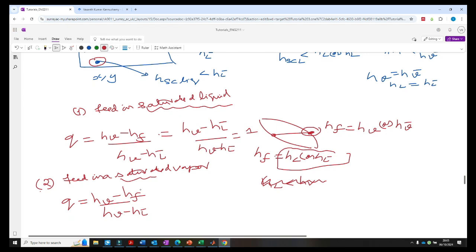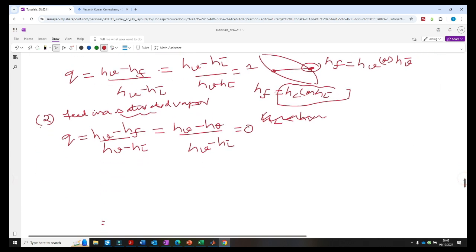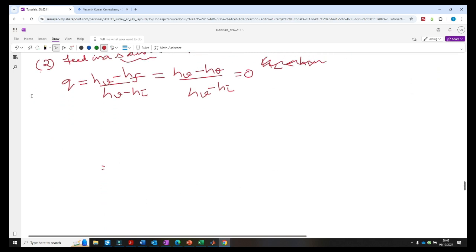Okay, so what does that mean? So this means HV minus HV divided by H suffix V minus HL cap, which should be equal to 0. So if the feed is a saturated vapor, Q is equal to 0. So why are we studying this? This is something we have to study because later at some stage Q decides where your feed plate is. So that's the main reason that we are studying this.